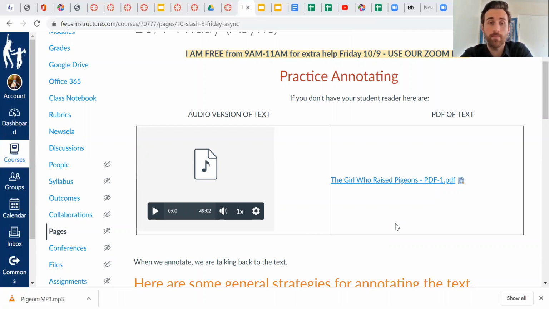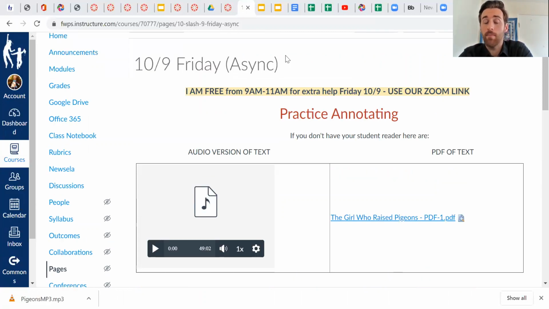Tomorrow I'm free, so on Friday the 9th, I am free from 9 a.m. to 11 a.m. If you need extra help getting caught up with anything we've done this year, if you're still working on your CER paragraph, make sure you get that in. And if you turn anything in late or you're concerned about a grade, email me, let me know, and I can take another look at those things.